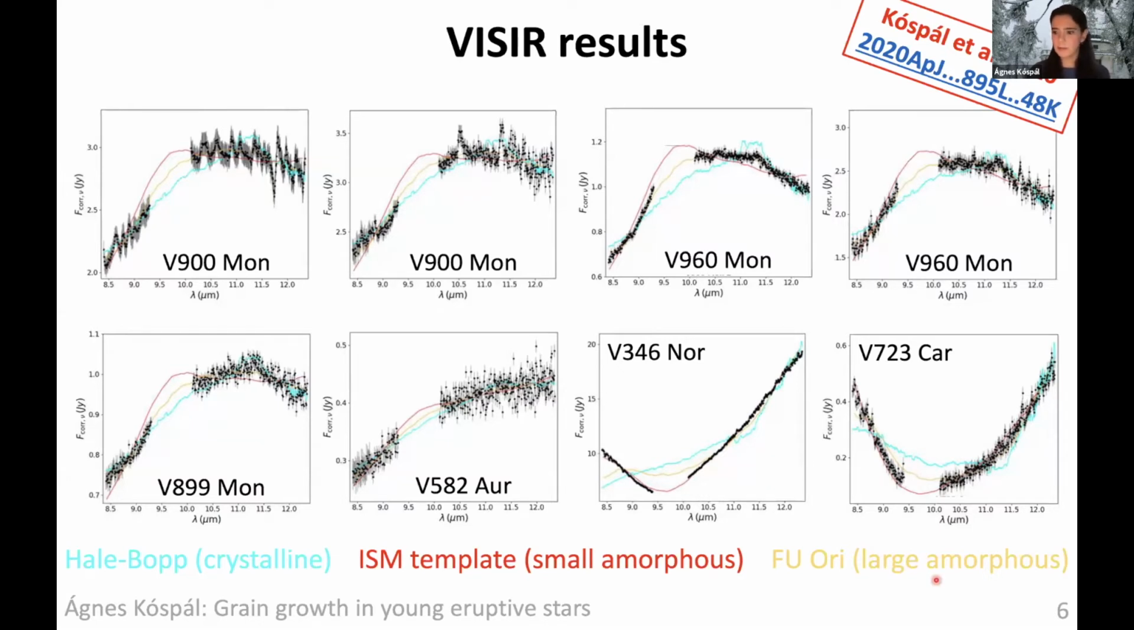which, according to the mineralogical decomposition modeling of Sasha Kwans and collaborators, contains about half amorphous olivine, half amorphous pyroxene, and more than 80% of the grains are larger than 1 micrometer. So these are large amorphous grains. And apart from the absorption objects, which are most consistent with the ISM template, all the objects that show emission, they are most similar to FUors, so they contain large amorphous grains.